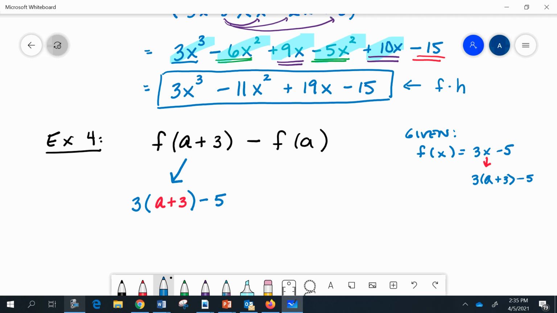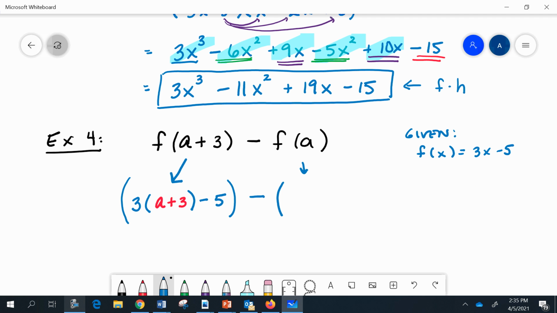Now I'm going to put a big parenthesis around this because I want to make sure that I keep all of that together. Now I'm going to minus, and in a parenthesis, I'm going to put the f of a part. Well, here's what it looks like to do f of a. Let me go ahead and erase this.